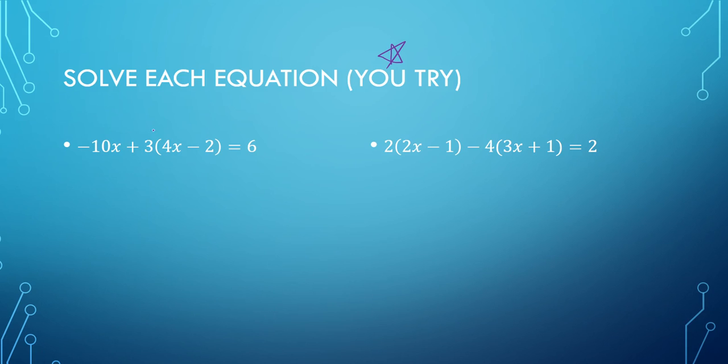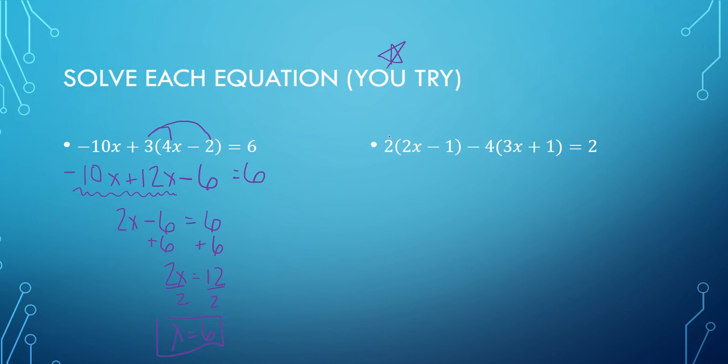Alright, let's see how you did. So this first problem has one set of parentheses, so we need to distribute that 3 in so that we can get rid of the parentheses. So 3 times 4x gives me positive 12x, and 3 times negative 2 gives me a negative 6. So the next step is I want to combine these like terms on this left side. I have a negative 10x and a 12x. That gives me a 2x. And now we can solve the equation. So we have a negative 6, so to get rid of that I add 6 to both sides. 6 plus 6 is 12. Divide both sides by 2 and x equals 6.